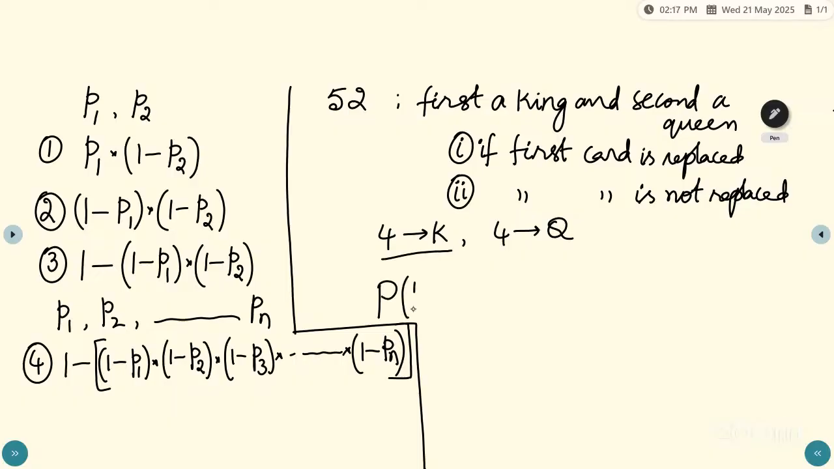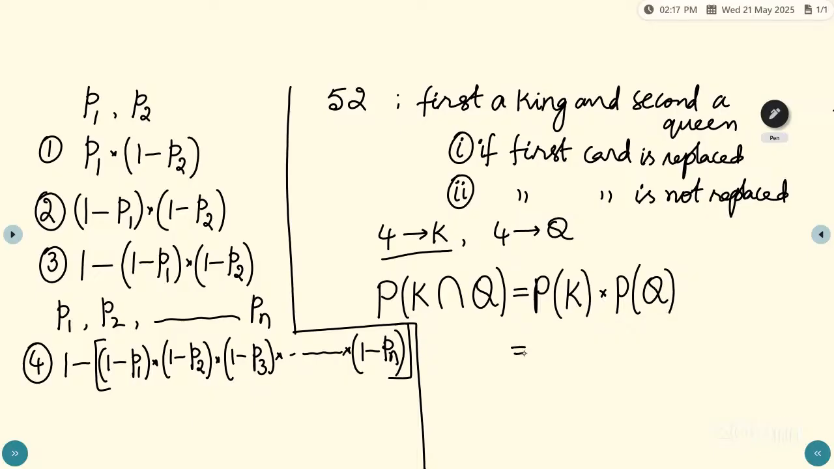Now the question is probably drawing king first and queen second. The only simple one, both are independent. Probability of drawing king and queen equals the probability of drawing king times the probability of drawing queen, because both are independent. What is the probability of drawing king? There are 52 cards. Choose one. All kings are four. Four, choose one.